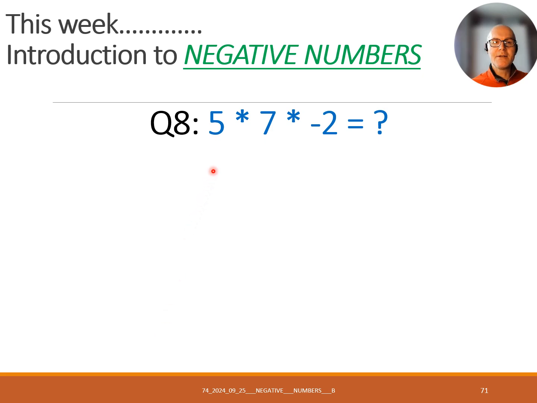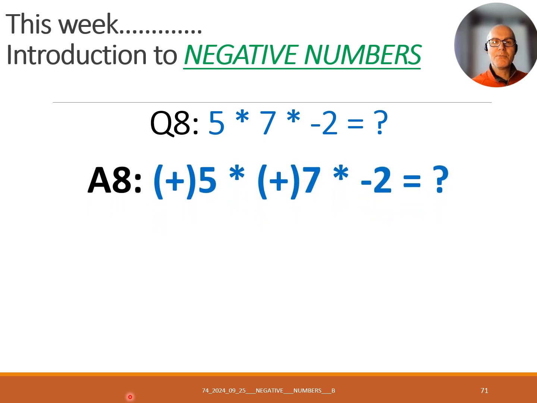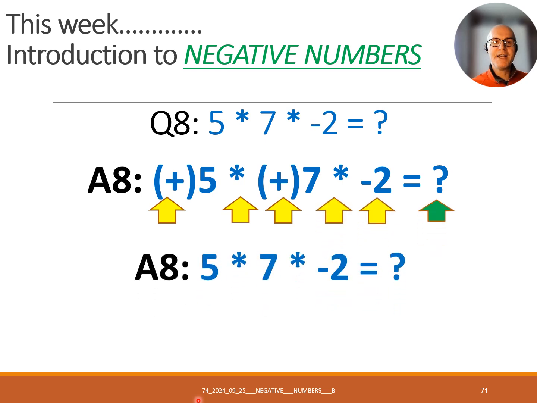Question 8. 5 times 7 times negative 2. Let's put the positive signs in. Positive times a positive, we know is a positive. Positive times a positive, we're going to leave that as a positive. Positive 5 times positive 7 times negative 2.